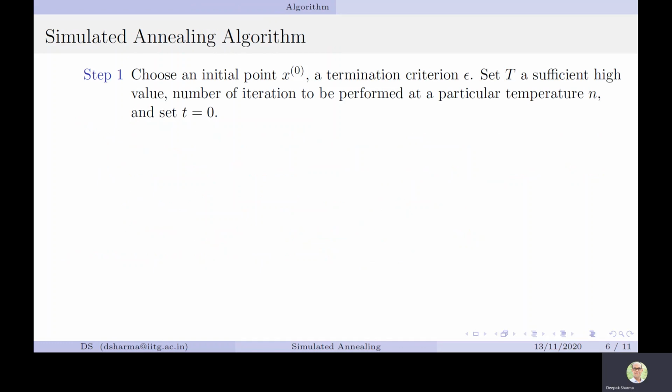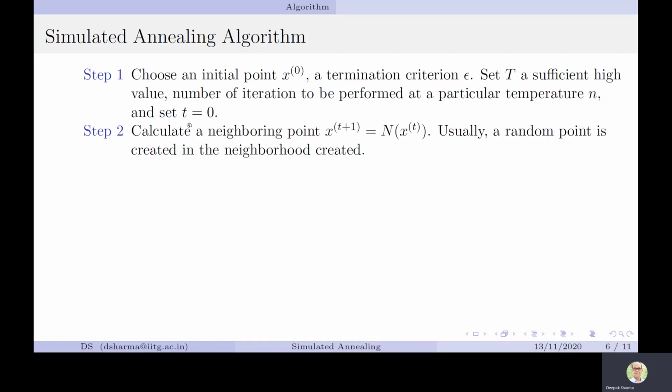Let us understand the algorithm now. We have to start with the current point, say x0. We have a termination condition epsilon, and we set a temperature T which is quite high. Then we perform some number of iterations n at a particular temperature T. So there will be a bigger loop on temperature T, and inside it another loop for a small n, which is the number of iterations at a particular temperature. Now suppose we set small t equals 0.